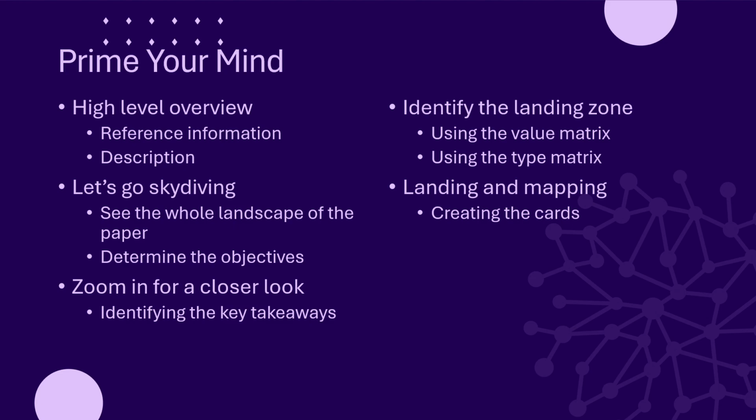However, before we can get in too close, we need to make sure that we use the value matrix and the type matrix to make sure that we are transitioning our key takeaways into something that is valuable, exciting, a reference, or in some way usable for our ultimate objective. Finally, we'll start creating those cards that go along with that key takeaway that we have identified.